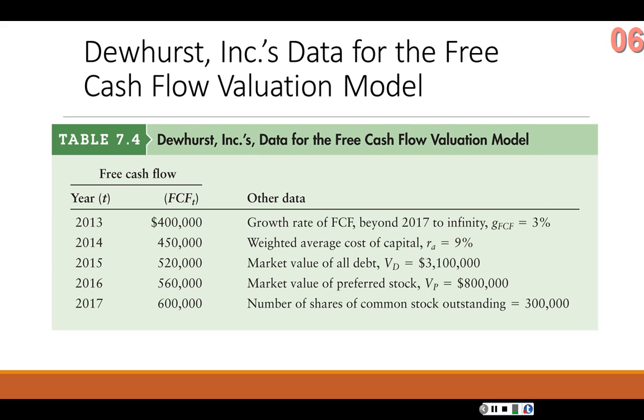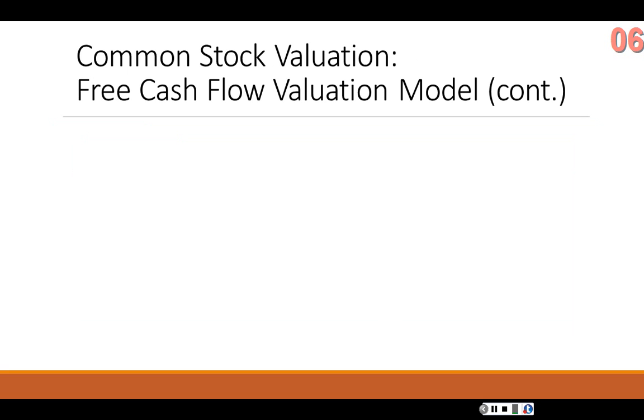Here are the free cash flows. Starts at $400,000, goes up to $600,000. The growth rate beyond 2017 is 3%. The weighted average cost of capital, or the discount rate, is 9%. The market value of debt is $3.1 million. The value of preferred stock is $800,000, and there are 300,000 shares outstanding. So now we're going to pretend that it is 2013 right now, and we're going to calculate the value of these free cash flows.